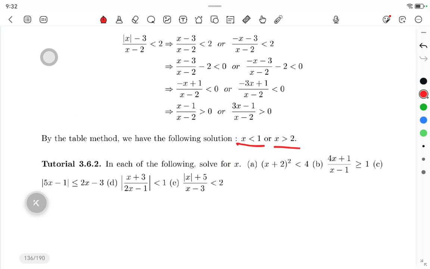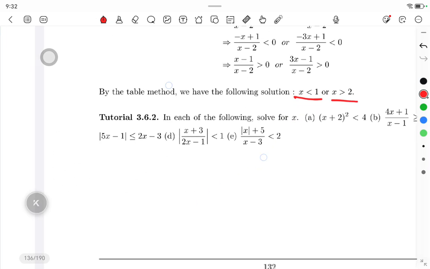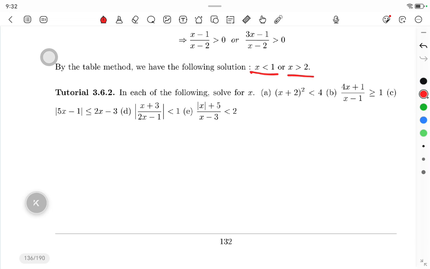So I think what I can do right now is give you a hint on how to solve these ones here. Remember, let's look at the one which I highlighted. I think it's letter C. If we check this one, we're given that the absolute value of 5x minus 1 is less or equals to 2x minus 3. So I want you to try to solve this, right?